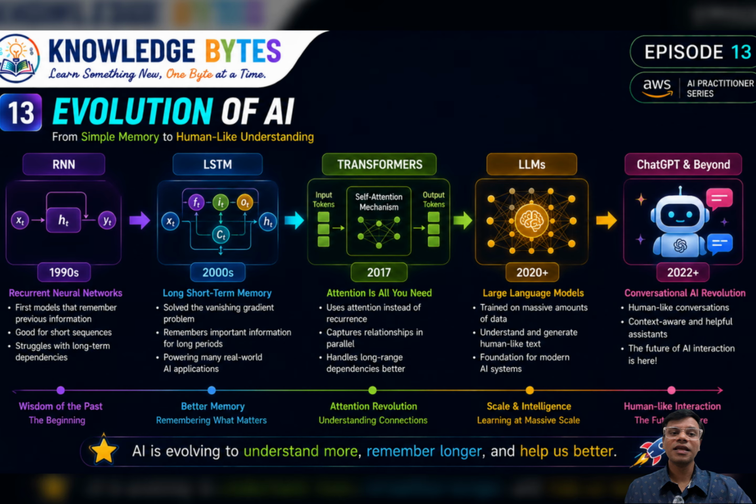Now, next one, evolution of AI. LSTM was a major milestone in AI evolution. The journey began with traditional RNNs. LSTM improved memory and sequence understanding. Then came transformers. This is very important. Transformers introduced the attention mechanism and dramatically improved scalability. Today, modern large language models such as ChatGPT, Claude, and Gemini are based on transformer architectures. LSTMs serve as a bridge between earlier sequence models and today's generative AI revolution.